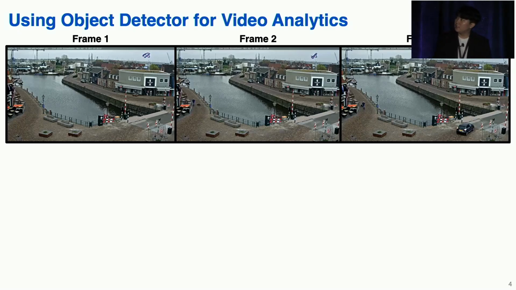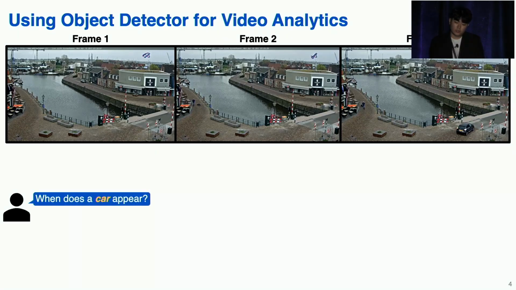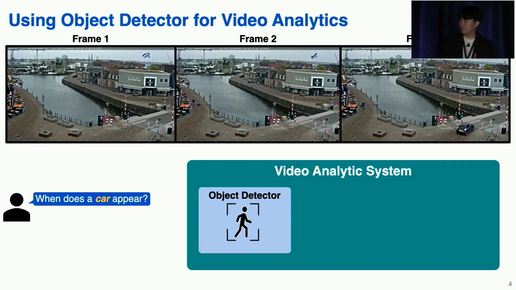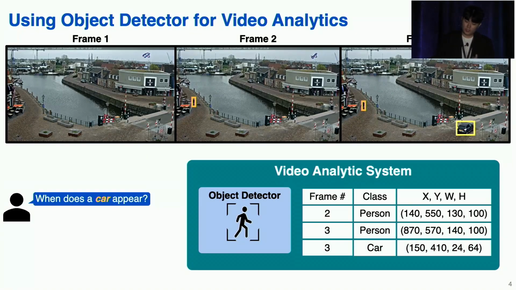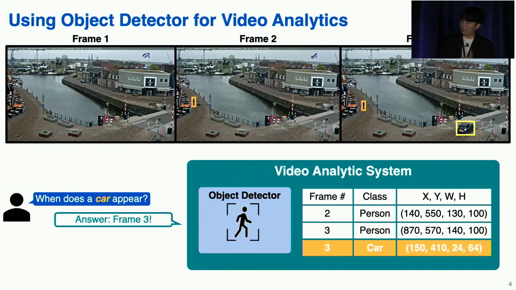Also, the recent advancements in the neural network field provide a useful tool for video analytics, which is the highly accurate object detectors. So here's an example of how an object detector can help analyze video. Here, the user is querying about a sequence of video, and he wants to know when a car appears. So the video analytics system can first apply the object detector to its frames. For example, in frame 2, it found a person walking by, and in frame 3, it found the same person and a new car.